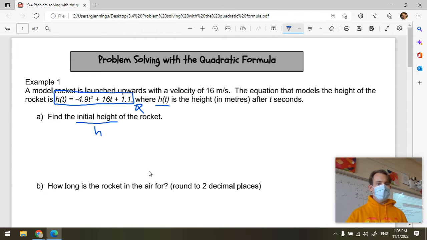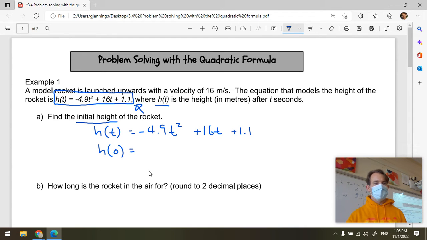We could just copy it out, and we could do this a little bit more, like h of t is equal to negative 4.9 t squared. And if you're not writing this down, I don't blame you, because if you know what I'm about to do, you'll be like, well, I know you're going to substitute 0 in for t, Mr. Jennings, and that's going to make this 0 and that 0, and then plus 1.1, right? Because if I'm multiplying by 0 here and I'm multiplying by 0 there, both of those terms are going to be 0.